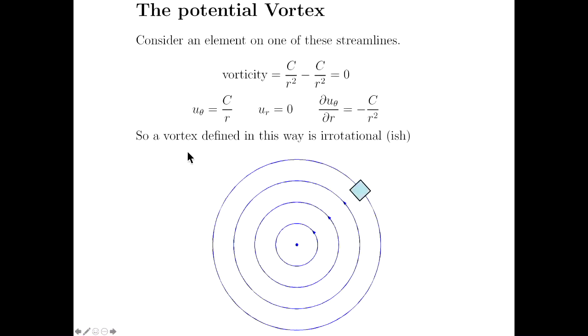Right, so it is irrotational-ish because there is one point where vorticity is not zero. Can anybody guess? Where? So it's irrotational all over here, but there's one place at the center, all right? So only at the center it is not irrotational. Okay, there is rotation only at the center.